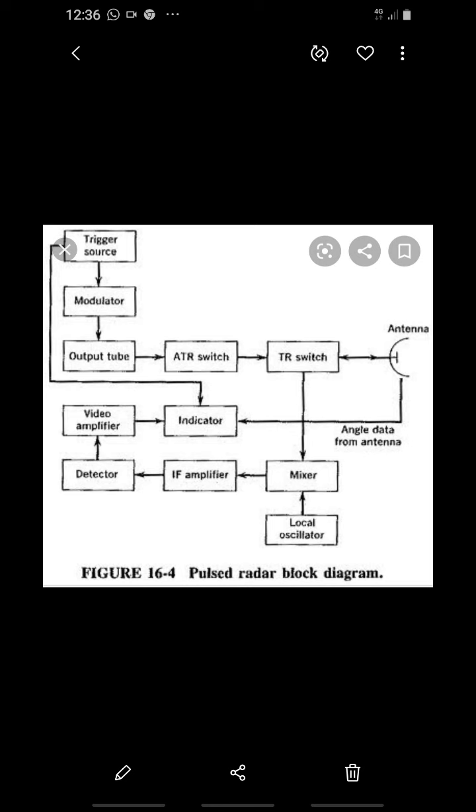Next, output tube. It can be magnetron or reflex klystron or TWT as per requirement. If an amplifier is used, a source of microwave is also required. Antenna.